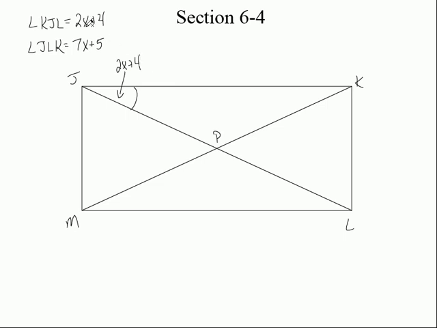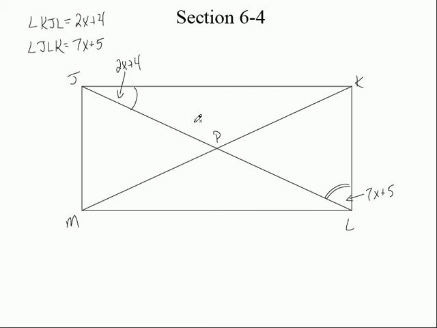2x plus 4, right? 2x plus 4. And then it says JLK. Let's try to get this one right now. JLK. That's this one down here. Okay? This angle. That's 7x plus 5. This isn't hard at all.